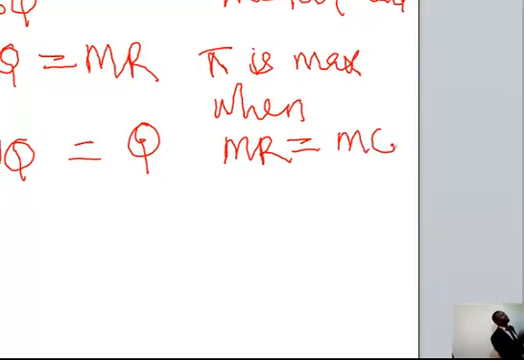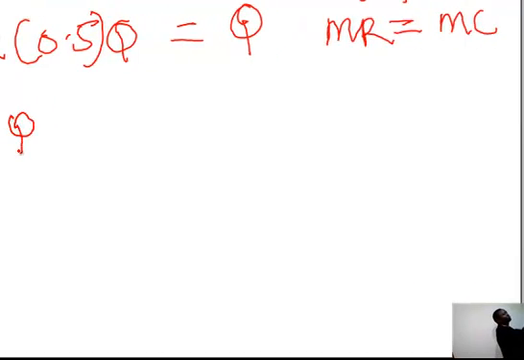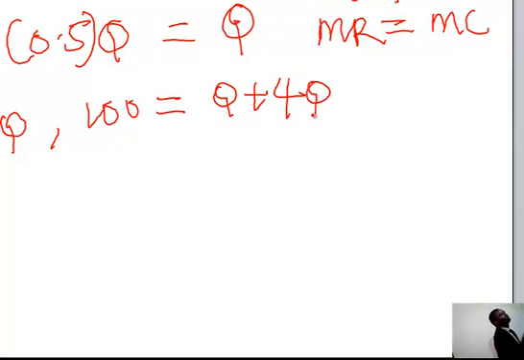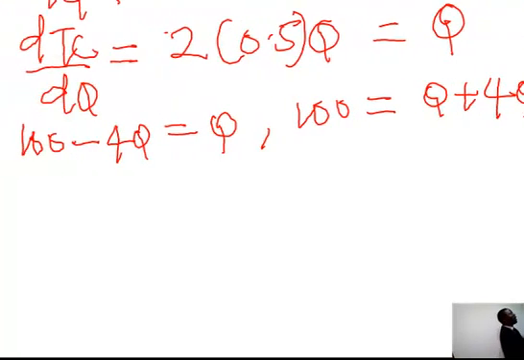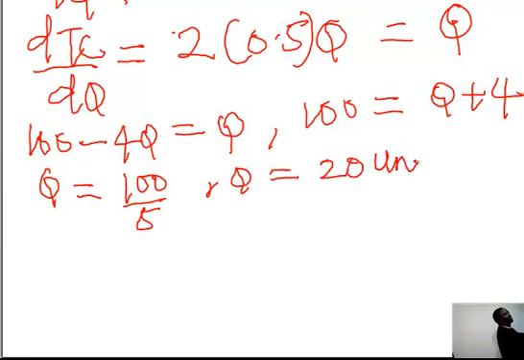So now, what's our marginal revenue? Our marginal revenue is 100 minus 4Q. And our marginal cost is equal to Q. When you collect like terms, we have 100 is equal to Q plus 4Q, which is 100 is equal to 5Q. Our output will now be 100 divided by 5. When you divide through by 5, we have Q equals 20 units. This is the output that we are asked to find.